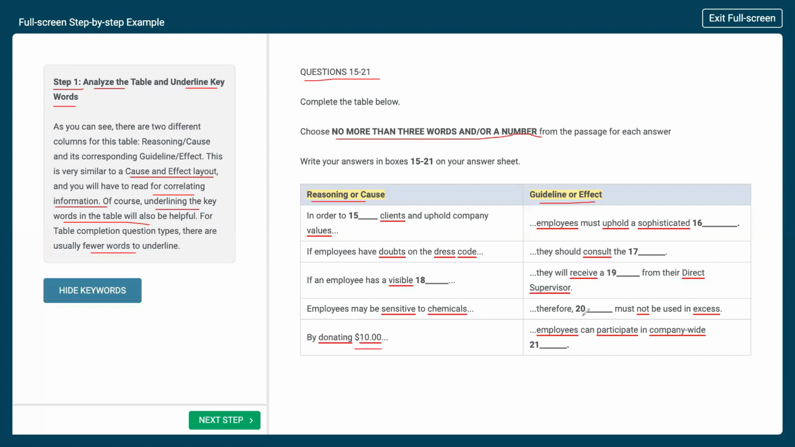We see employees participate company-wide. That's also a great keyword. So notice I just underlined things that would call our attention in the passage. Employees comes up quite often, so keep that in mind as well.